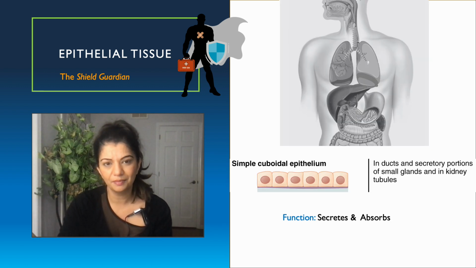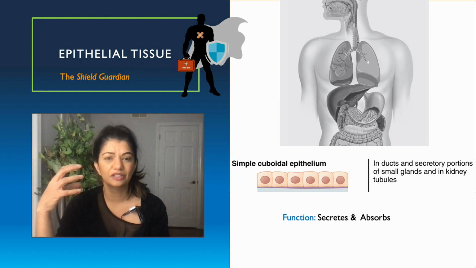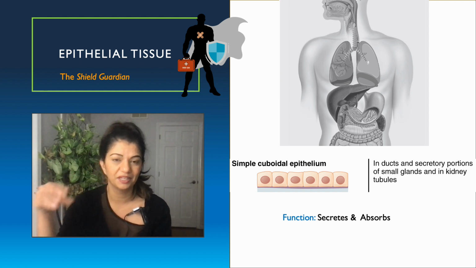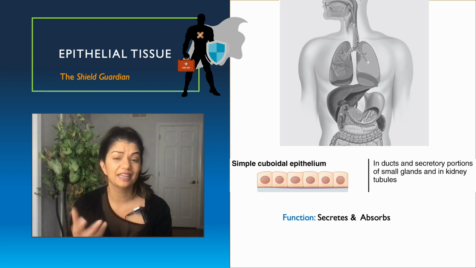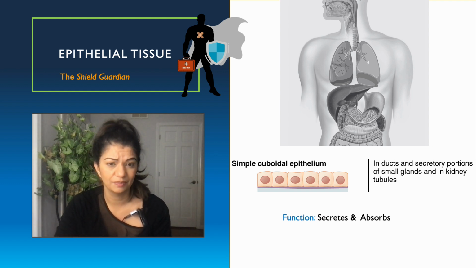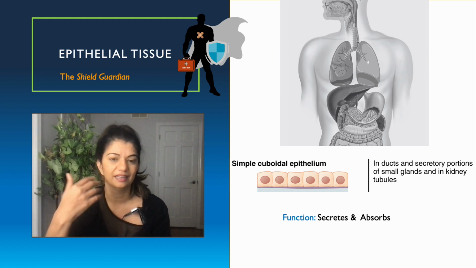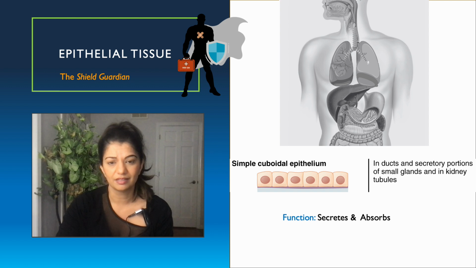Simple cuboidal epithelium cells are more like box-like cells with nuclei that appear round and are generally located at the center of the cell. Now, these epithelia are active in secretion and absorption of molecules also, and so simple cuboidal epithelia are going to be observed in the lining of the kidney tubules or the ducts of glands, right? They're going to be very prominent in those areas because, again, they're for secretion and absorption.